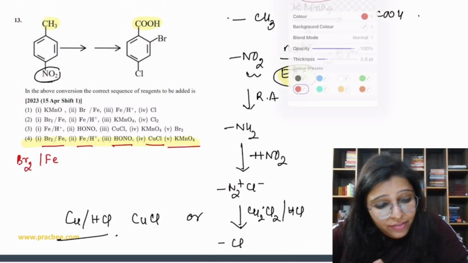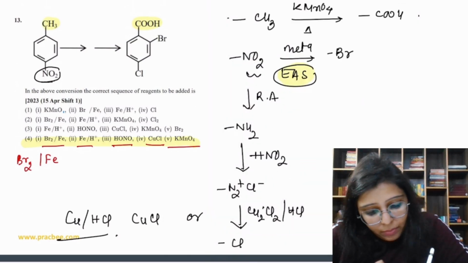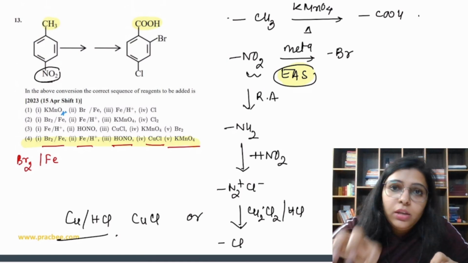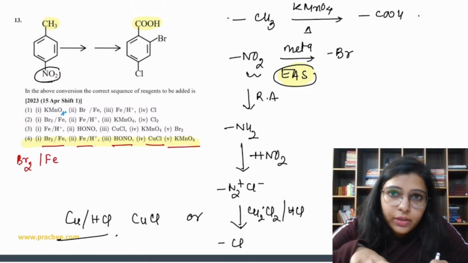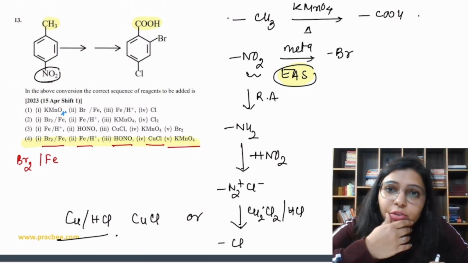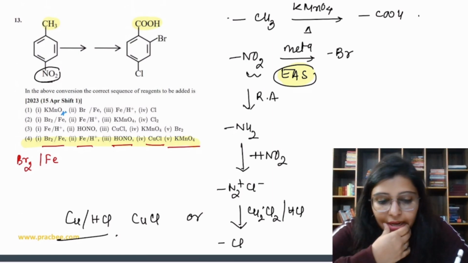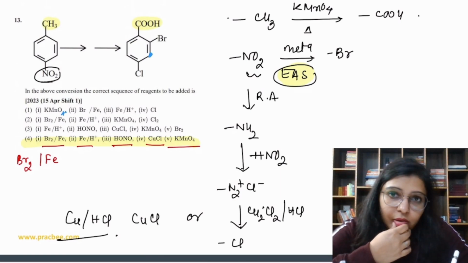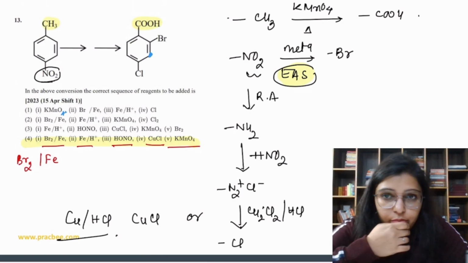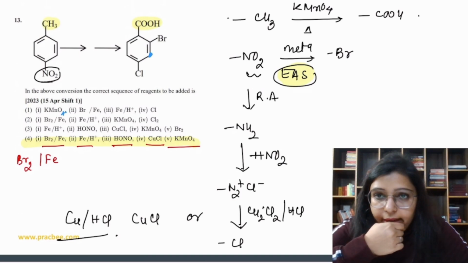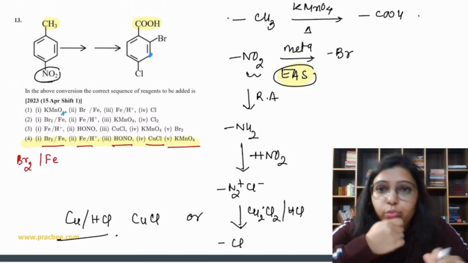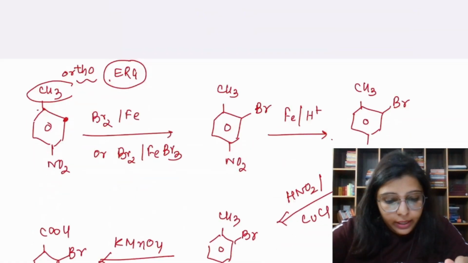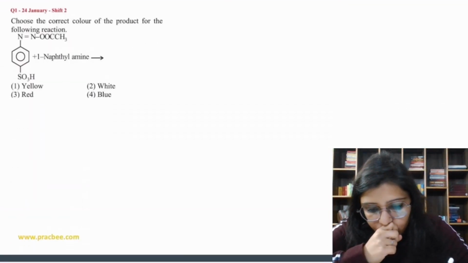We cannot have KMnO4 in the starting. Why? Because if we have KMnO4 in the starting, the first step is to convert CH3 to COOH, right? Now COOH is an electron withdrawing group, so Br comes over here, right? Br comes over here, not to the meta position of the NO2 group. So this cannot happen, right? This part we cannot do. Clear? That's it. Fine. Let's do the next question.